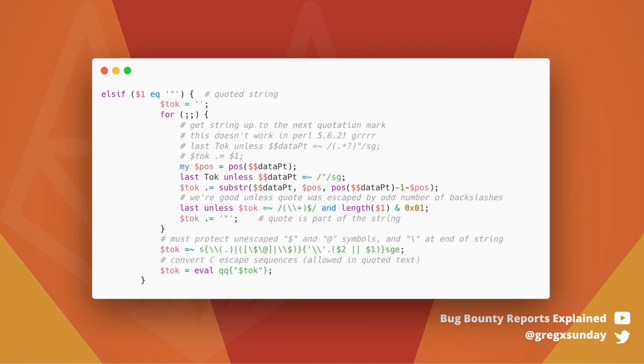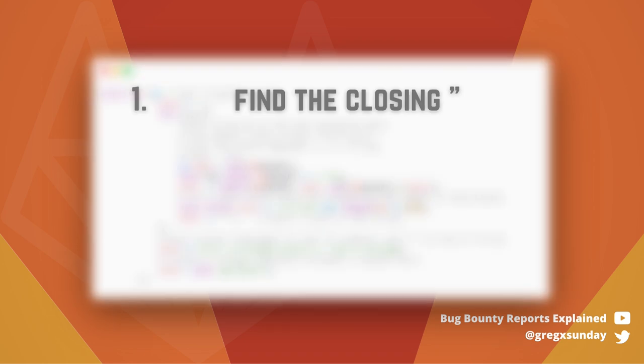This is the code responsible for that. And don't worry if you don't understand Perl yet. I didn't either, and even the bug hunter wasn't familiar with it before finding this bug. So the code parsed the metadata character by character. If the double quote was encountered, we got inside this block. Its task was to: 1. Find the closing double quote and cut out the rest.